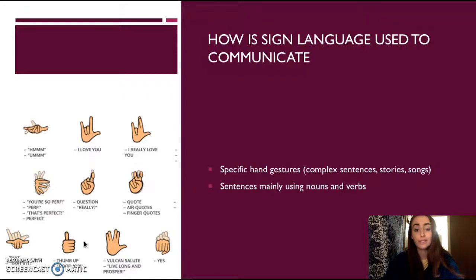Crystal's article from 2010 also provided details regarding how sentences are created using sign language. They are created much differently than we create our own sentences. We can convey the exact same messages, they're just created a lot differently. This is different from how our sentences are formed because they're mainly using nouns and verbs solely. So they take out adjectives and adverbs and things like that, and they only use nouns and verbs. Now that I've discussed how sign language is used to communicate, let me move on to my next point, which is the importance of sign language.